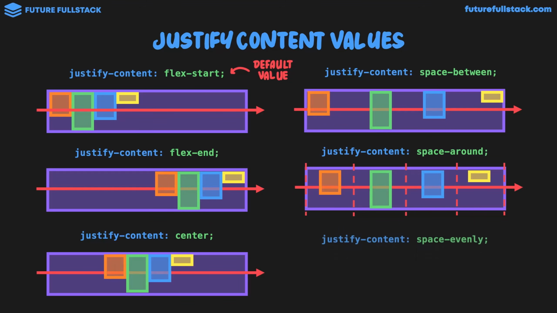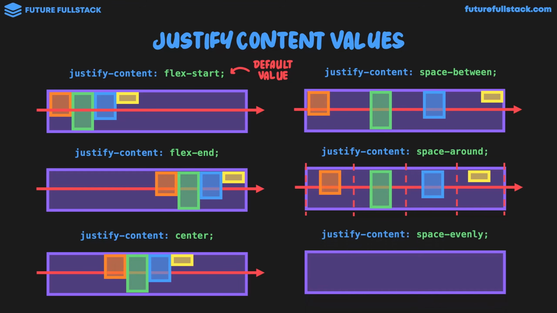The last value is space evenly, with our flex container, our main axis. In this case, our flex items are all just spaced evenly between each other and the edge of the flex container.